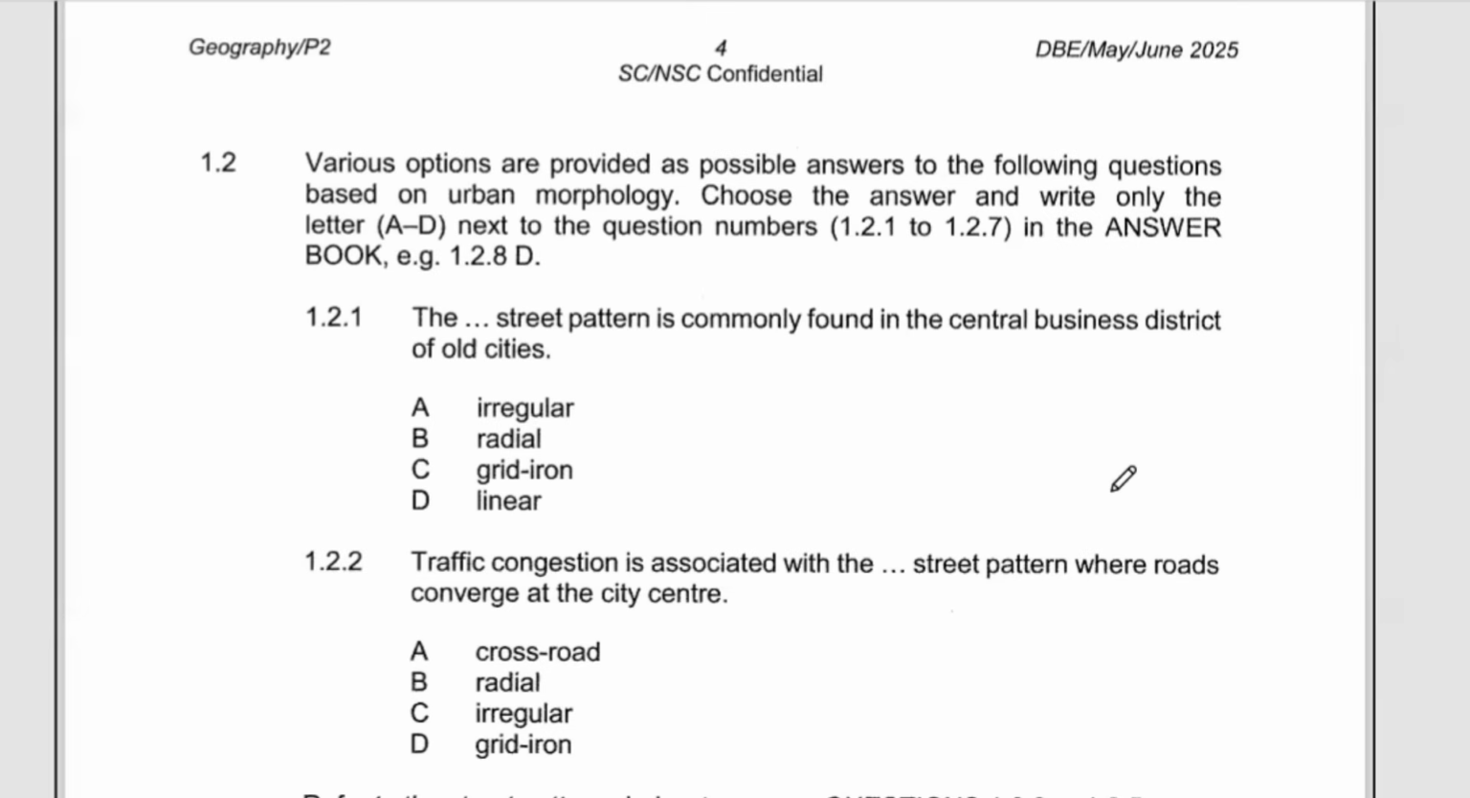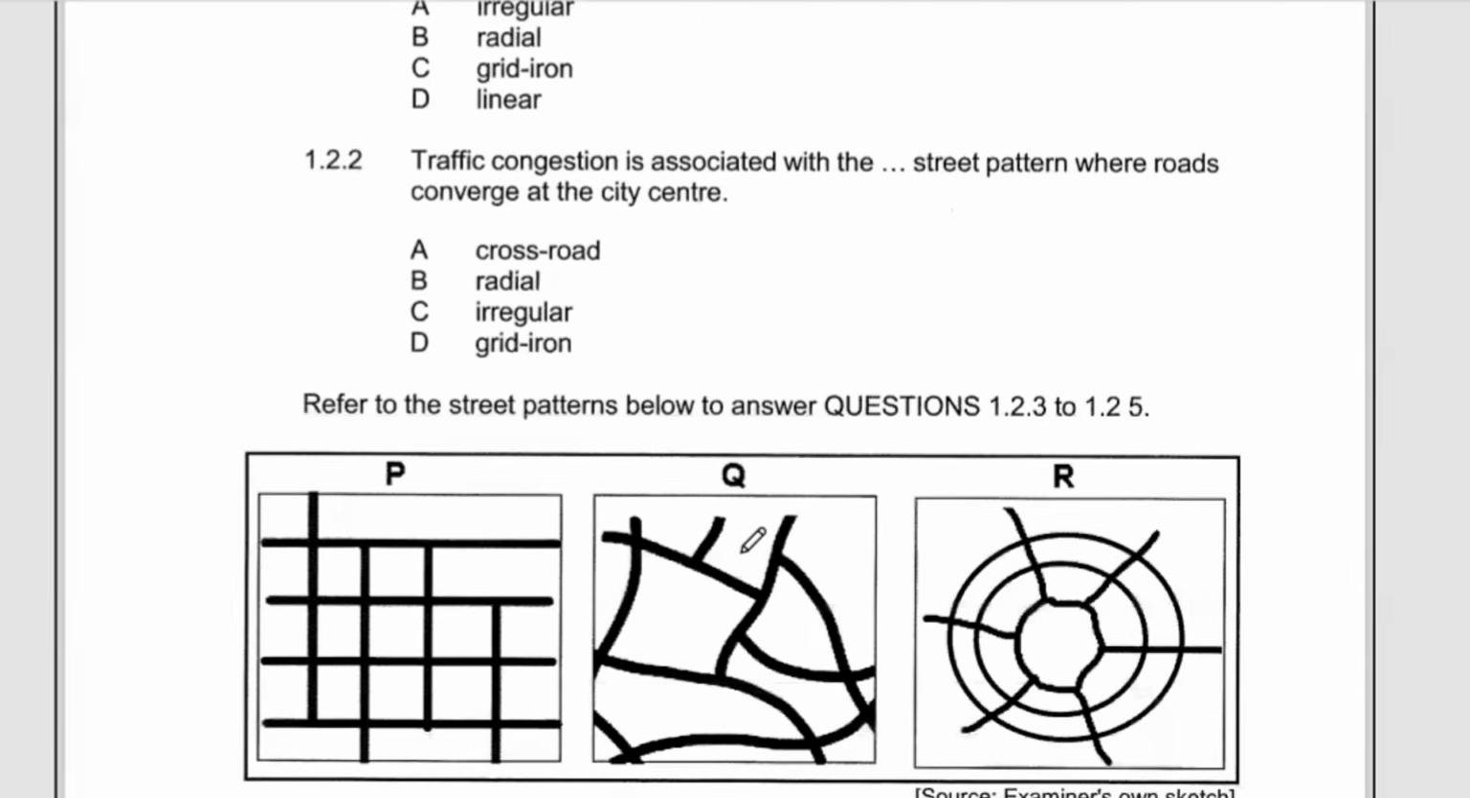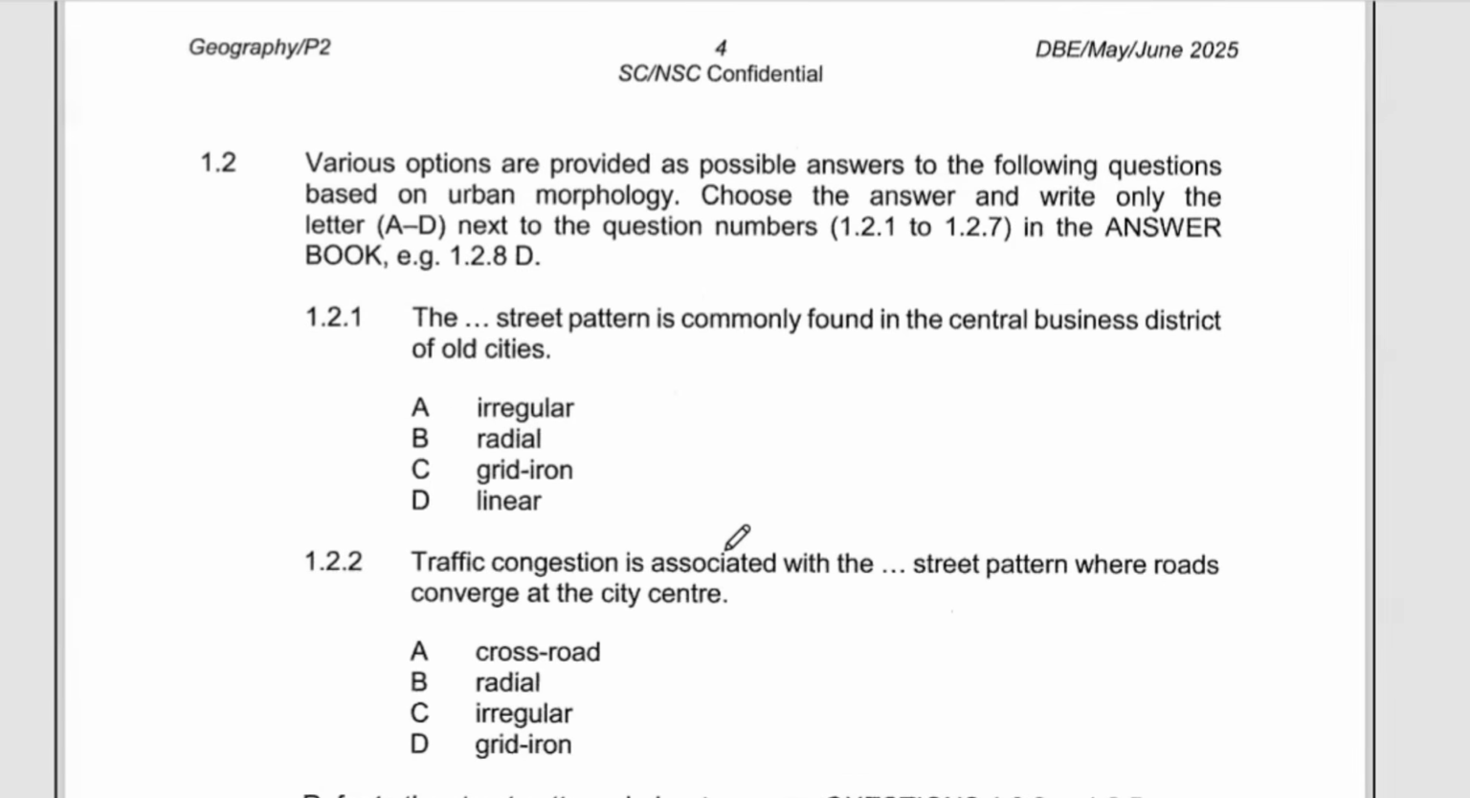Our next question is question number 1.2, basically a multiple choice question where we're supposed to figure out the right responses from the given options. Right, the street pattern commonly found in the central business district of old cities.